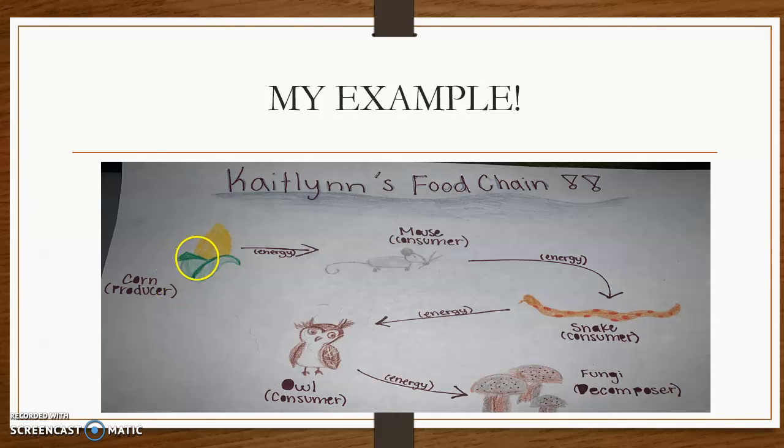Then the energy is going to be transferred from the corn to the mouse. Then the snake is going to eat the mouse, transferring the energy from the mouse to the snake. And then so on from the snake to the owl and the owl to the fungi. Now, when the fungi is taking this energy from the animals or plants as they die and decompose, think about how these nutrients are being released back into the ground and how that benefits plants.